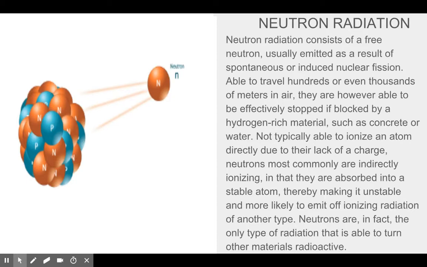That is to say, they are absorbed in a stable ion atom, thereby making it unstable and more likely to emit ionizing radiation of another type. Neutrons are, in fact, the only type of radiation that is available to turn other materials into radioactive ones.